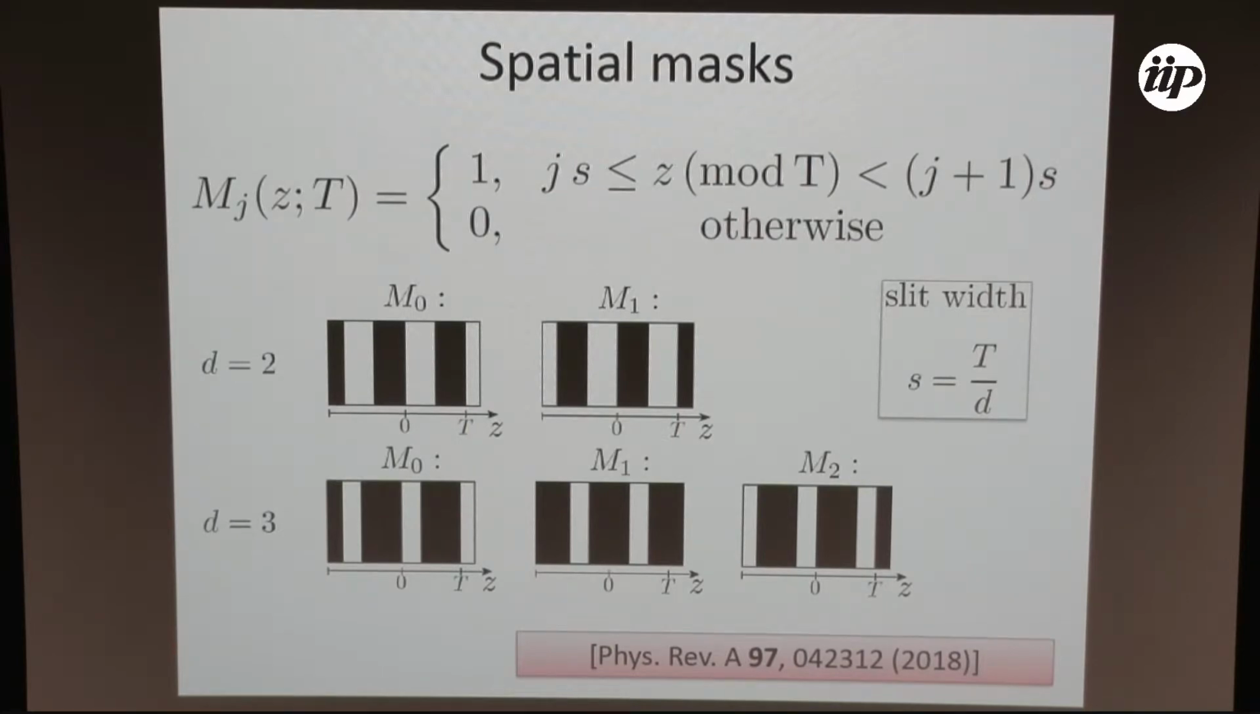More formally, the mask function is defined like that. It is 1 in this particular regime and 0 elsewhere, and j tells you in which place it is 1. For instance, if you take d equal 2, you can have two masks. The first one, white, means that it allows the light through, so it gives the value of 1, and the second part of the period is 0. The second mask is the other way around. If you have d equal 3, you have 3 options, and you see the symmetry which appears in the structure.